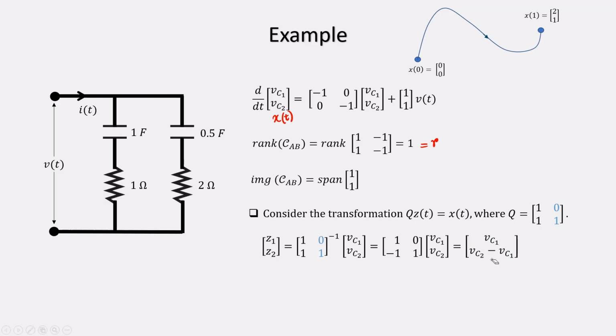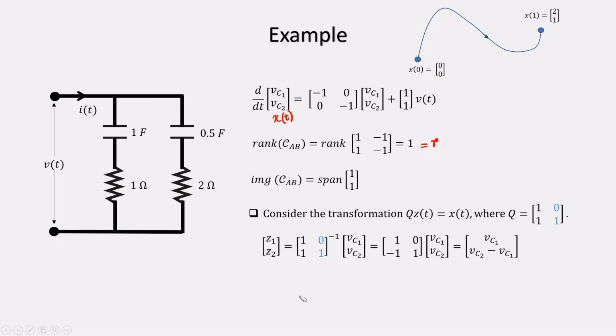We can tell that this is the difference between the two capacitor voltages. However, suppose tomorrow I come up with 2 here. In that case, of course, the new state variables Z1 and Z2 will have a different meaning altogether, because if I take 2 here, I have to take Q inverse of that, and then this matrix will come out to be something different.